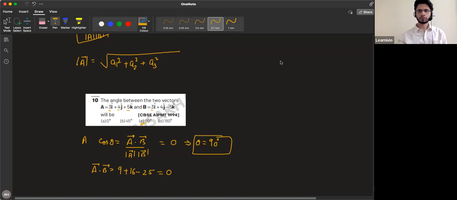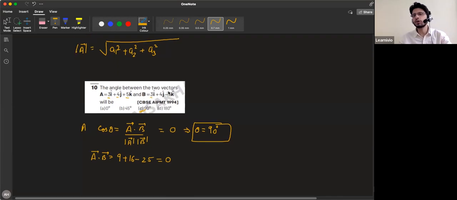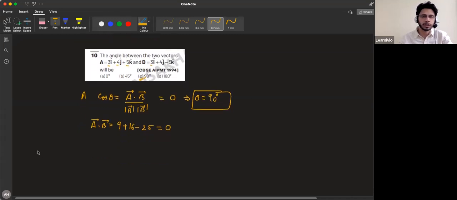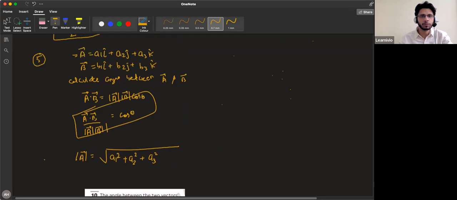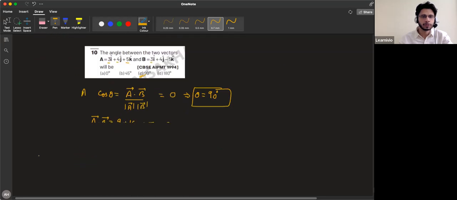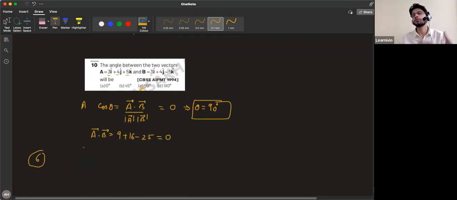Yes, sir. Okay. So after this question, the next type of question that usually comes is based on projection, based on components. So let's see how to handle these types of questions. I'm writing that again in properties. That was 5th. Take property 6th. So if you have vectors in Cartesian form and someone asks you to calculate the component of vector A along B.